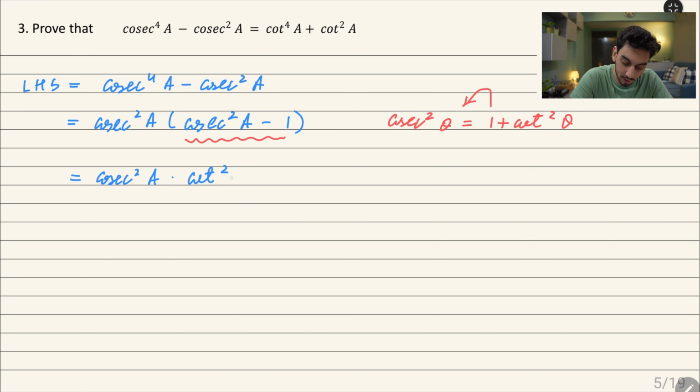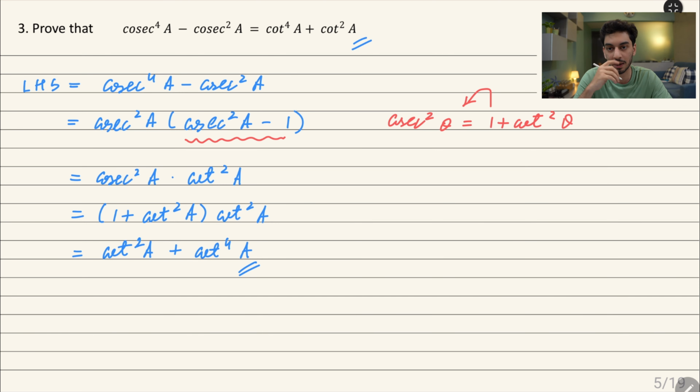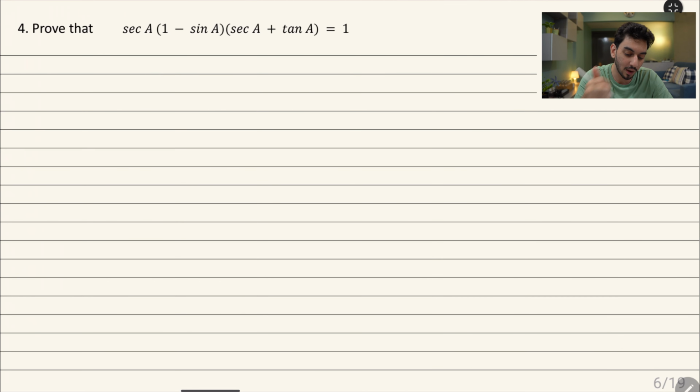times cot square A. Now, in my answer, I do not need a cosec. I only need cot. So what I'll do is I will again convert this cosec square A to 1 plus cot square A. So it is 1 plus cot square A, and outside the bracket I still have a cot square A. Now this cot square A outside the bracket can go with both of the terms inside, and it becomes cot square A times 1 is cot square A plus cot square A times cot square A is cot raised to 4A, and that is exactly what is required in the question. That is my RHS.